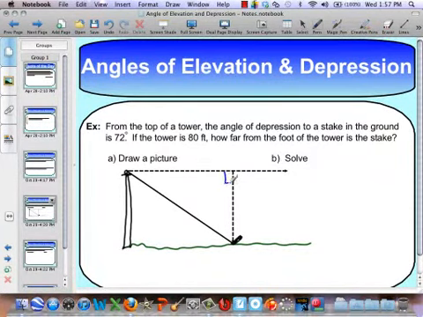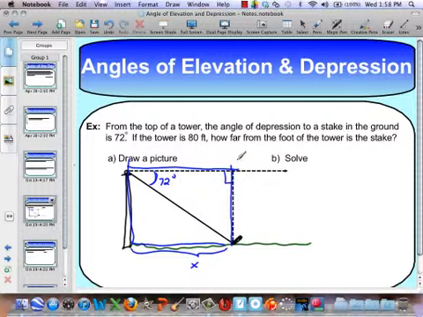So this is our right triangle. What is the angle of depression? That's looking down, so this angle right here is 72 degrees. What are we trying to figure out? How far you have to get the stake from the tower. Alright, so I'm trying to figure out that distance, right? Okay, what shape do I have right here?